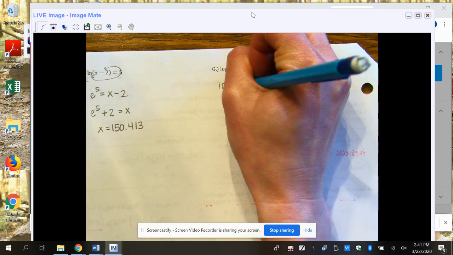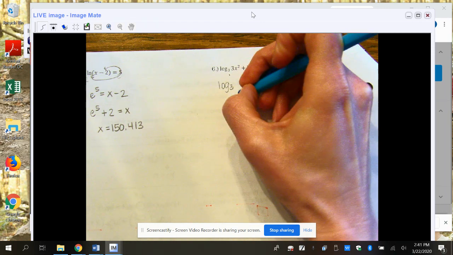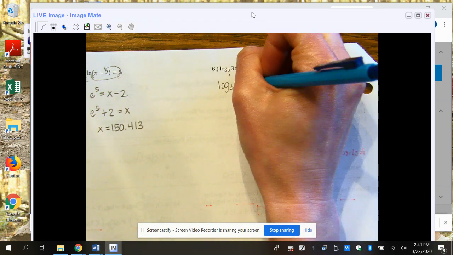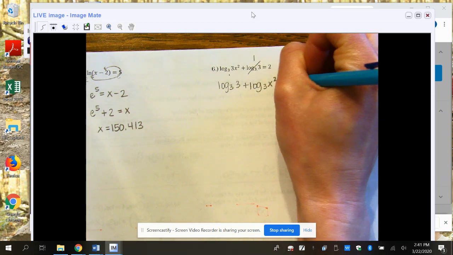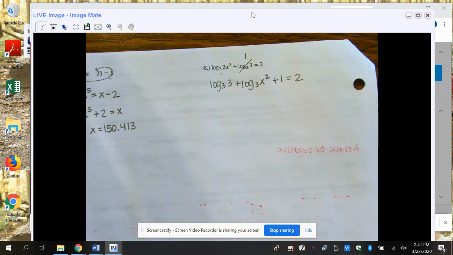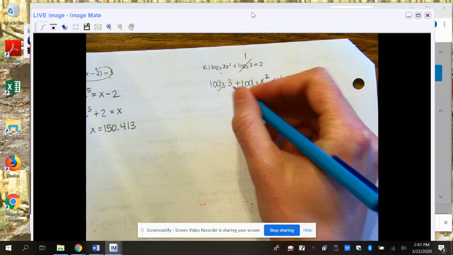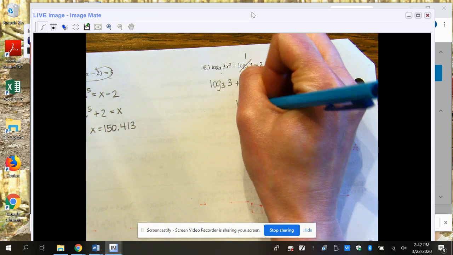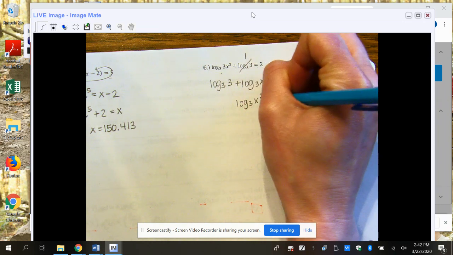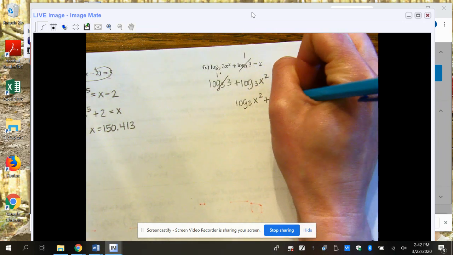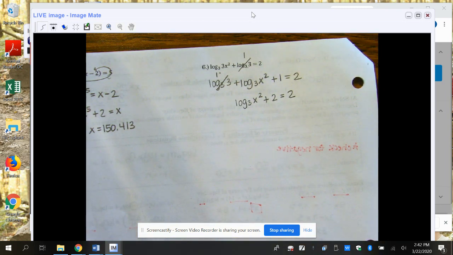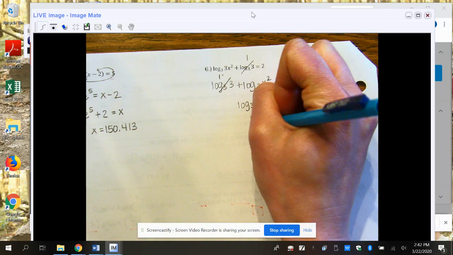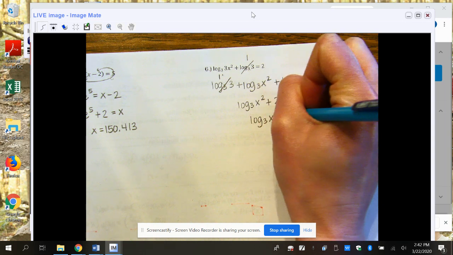Whoops, I forgot the 3. Plus log base 3 of x squared plus 1 equals 2. Now you can make this a 1 again. So then if we combine those like terms, 1 plus 1 is 2. Now we kind of have a different equation to solve for. So now when I subtract 2 from both sides, I actually get 0.